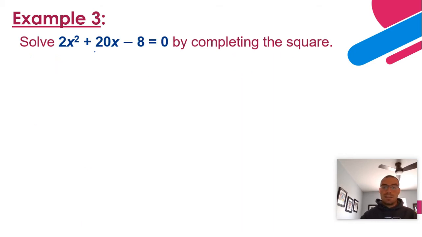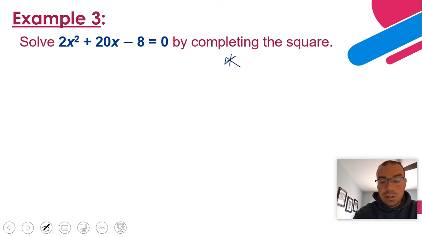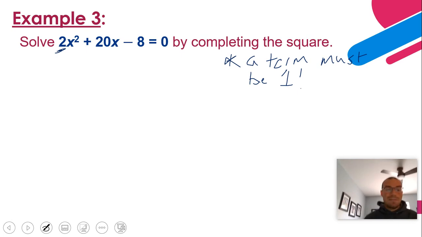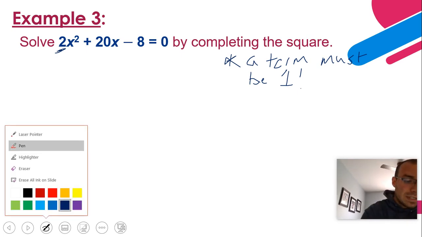Now, let's take a look at this example. One thing that you need to make sure that you're doing when you're solving by completing the square is that your a term must be 1. So in this case, our a term here is a 2. That's no good. But what we can do is factor that 2 out, because I know 2 goes into everything here.